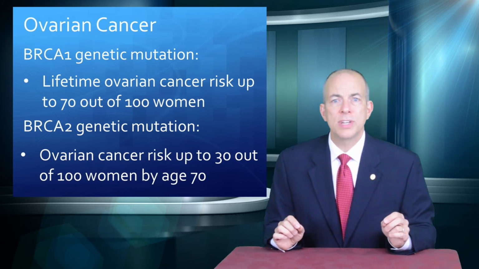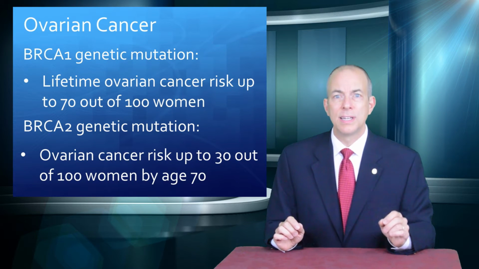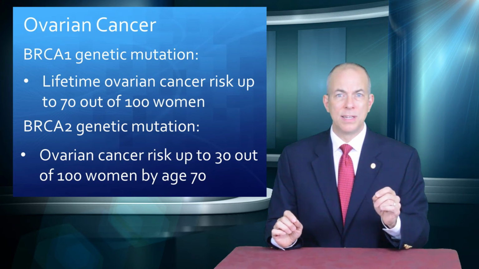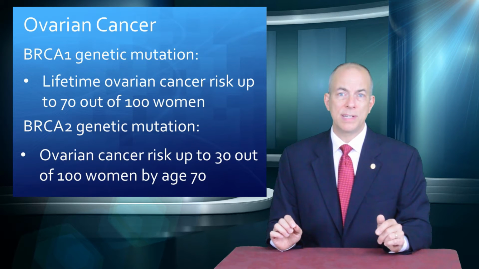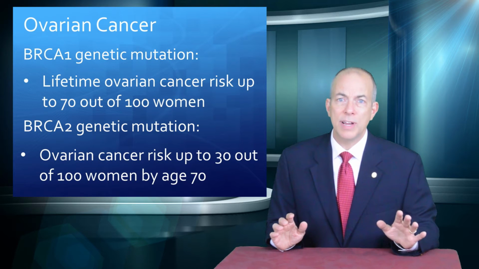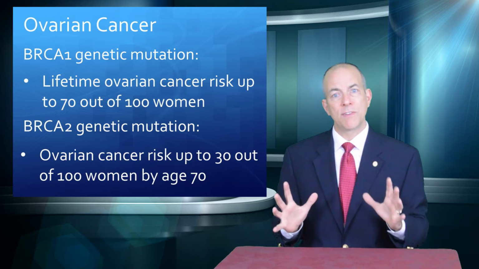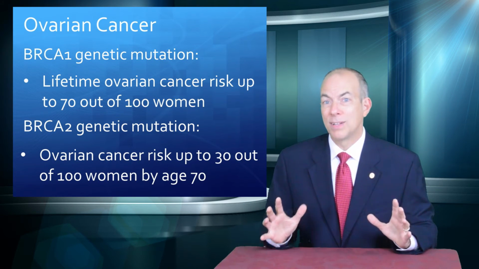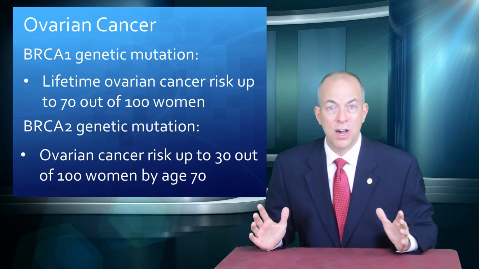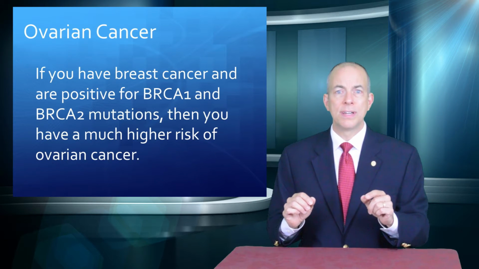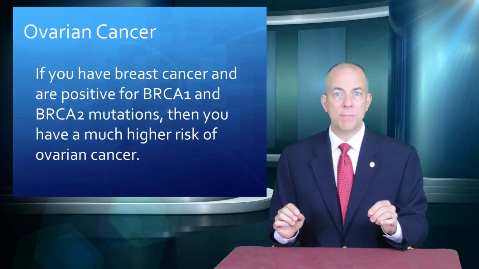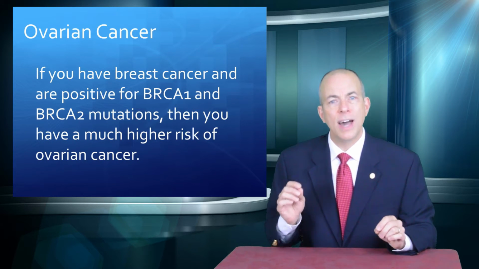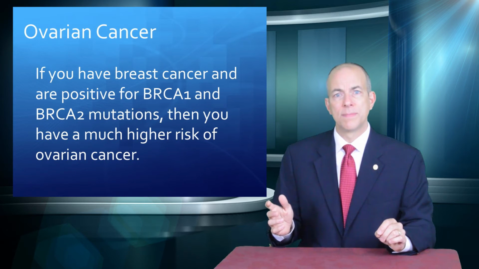A BRCA1 mutation gives a lifetime ovarian cancer risk of up to 70%. A BRCA2 mutation gives up to 30% risk by age 70. Remember, when we said ovarian cancer occurs in 1 in 75 women, now we're talking about 30 to 70 out of 100. If you have breast cancer and are positive for BRCA1 and BRCA2 genetic mutations, then you have a much higher risk of ovarian cancer.